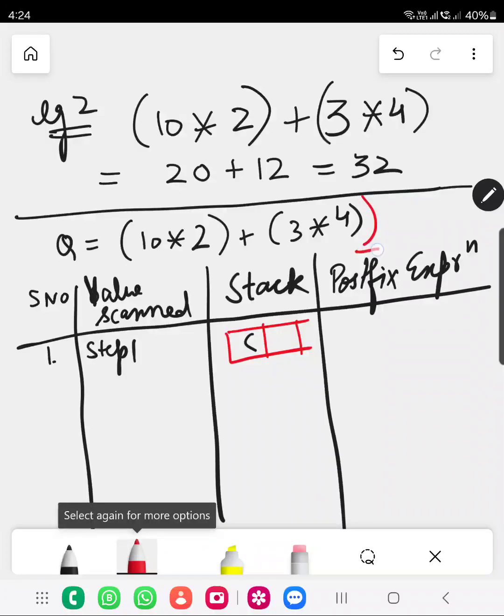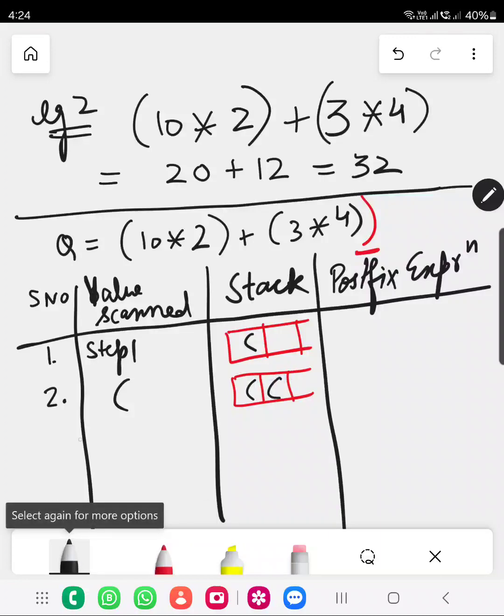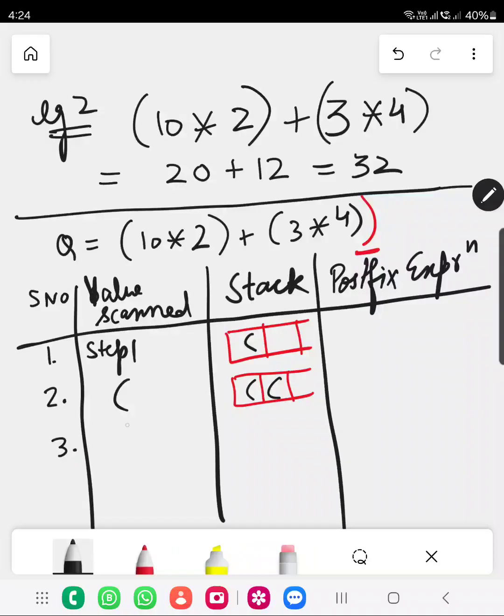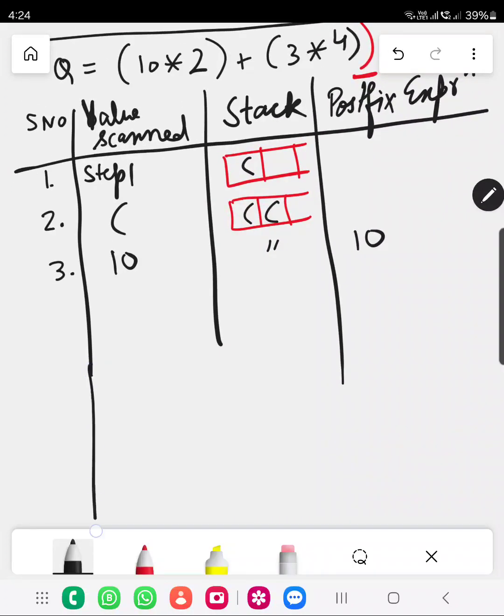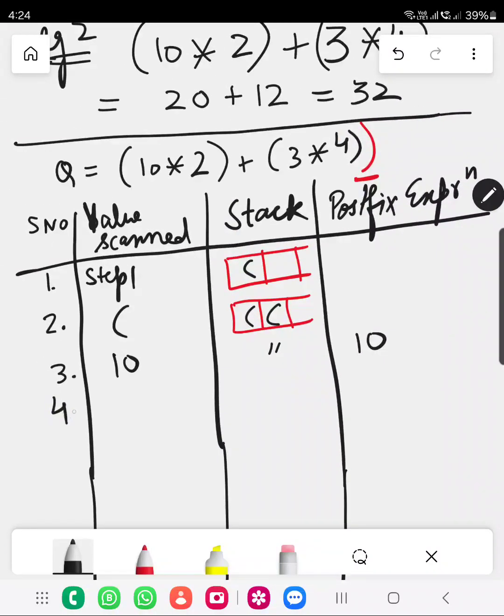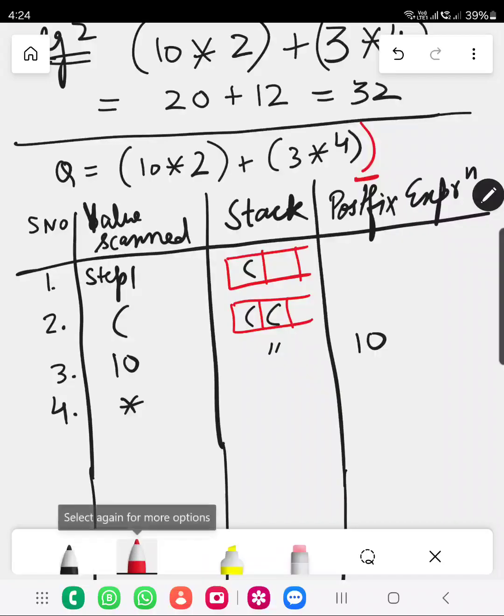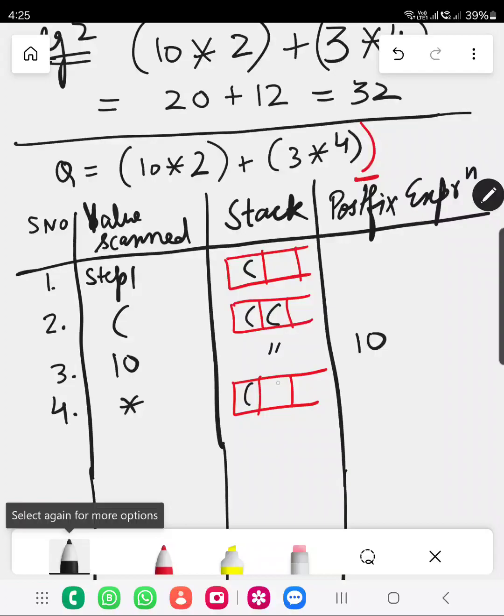So we'll put this right parenthesis here. Step 1 is over. Then we get this. Since we get this, it will be added to the stack. So left parenthesis, left parenthesis. Now after left parenthesis we have 10. So the stack will remain as it is, and we'll have the postfix expression 10. After this we have the value multiply. Since multiply is an operator, it will be kept inside the stack without any hassle because we have left parenthesis still now in the stack.